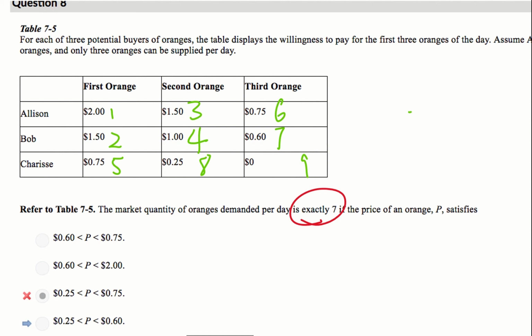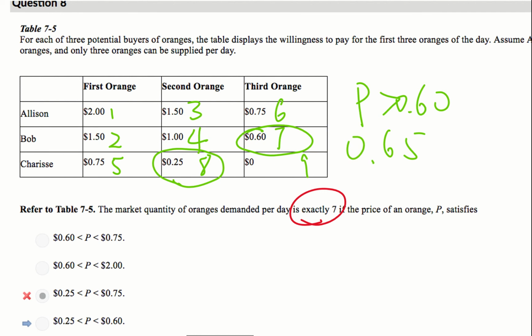All right, so we're looking for exactly 7. For something to be exactly 7, the price has to be more than 25 cents and less than 60 cents. Now, if the price is more than 60 cents, let's suppose the price is 65 cents, then Bob wouldn't buy the third orange, and we're going to end up with only 6 oranges in the market. But if the price is 55 cents instead, then we're going to have 7 oranges consumed here.